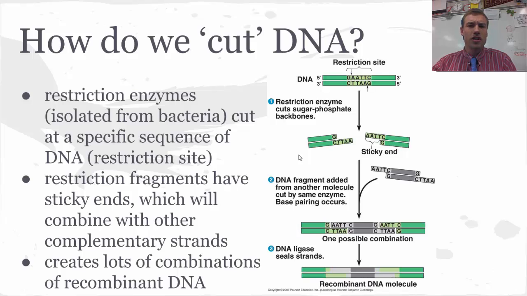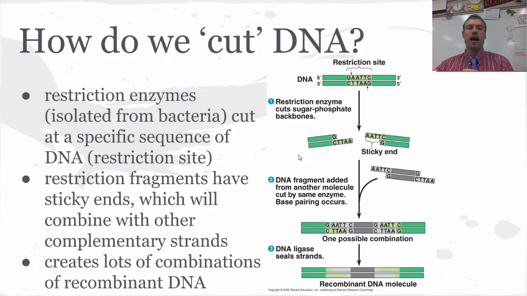Now, how do we actually go about cutting the DNA? Because we've got this gene of interest that we need to cut from the original DNA, and we've got the plasmid which we need to cut. Well, we use these wonderful tools called restriction enzymes. Remember, we talked about restriction enzymes when we mentioned viruses. Bacteriophages, when they infect bacteria, can sometimes get cut up by restriction enzymes. And they cut at a specific sequence of DNA, which is known as the restriction site.